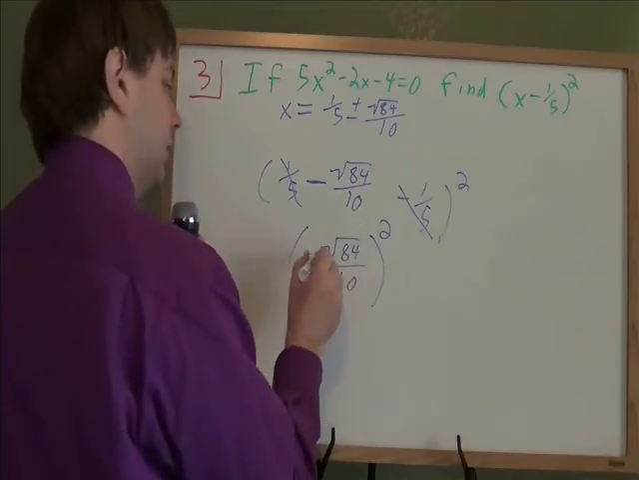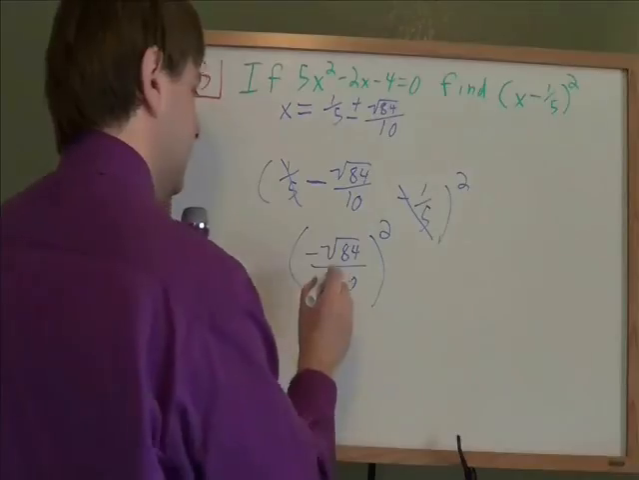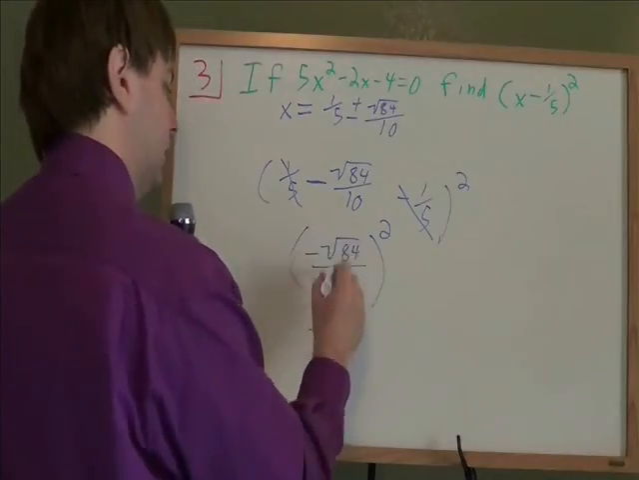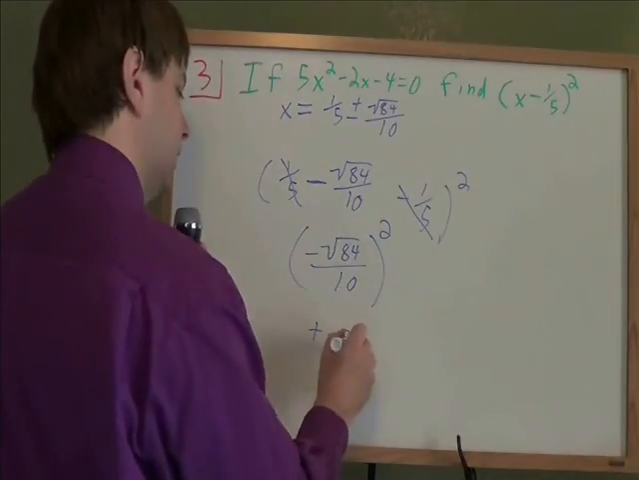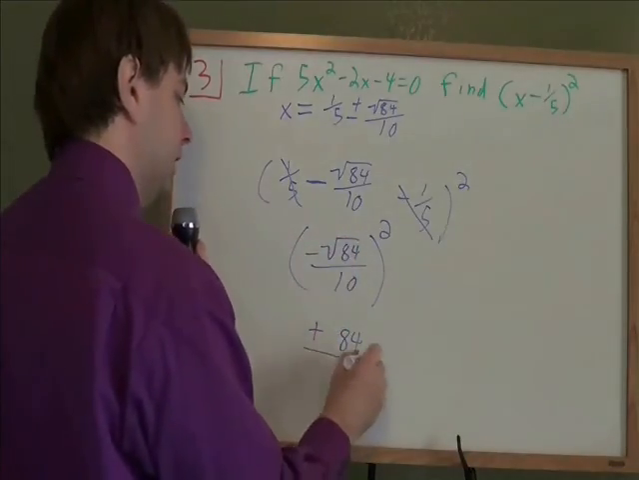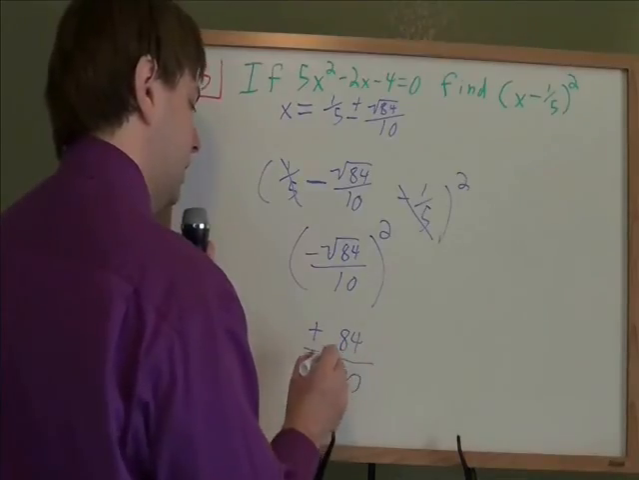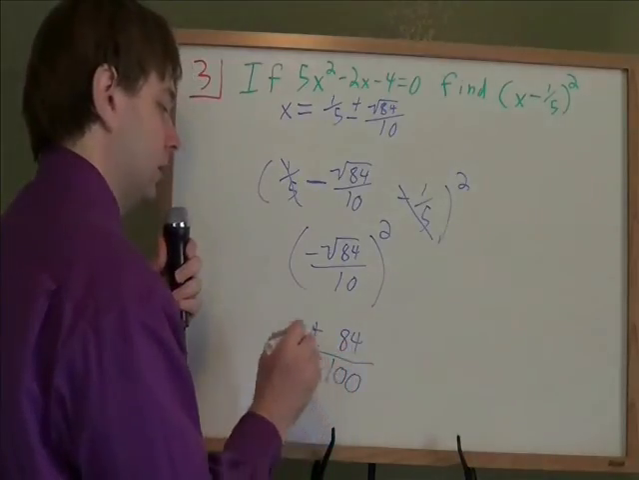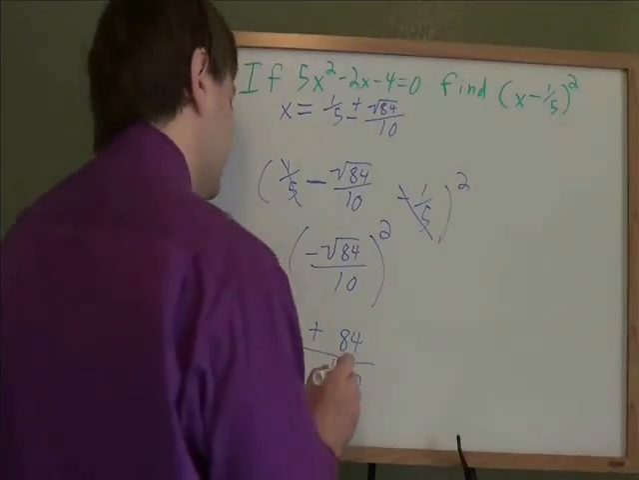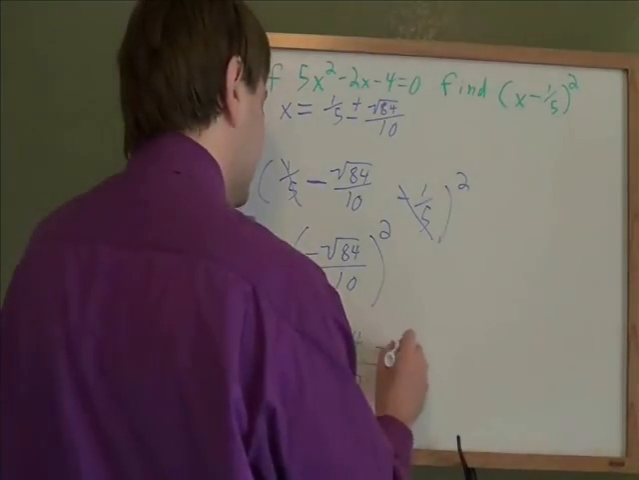And then we just need to square everything. A negative squared becomes a positive. A square root squared just becomes that plain old number. Square root of 84 times square root of 84 is regular 84. And then 10 squared, 10 times 10 is 100. We've got positive 84 over 100. We're almost done. We just need to reduce. Well, 84 and 100, they're both even. They both divide by 2.